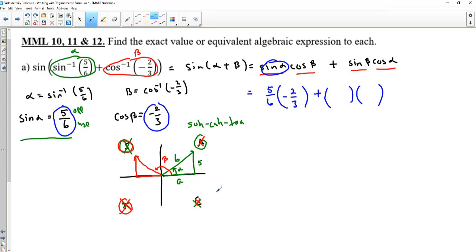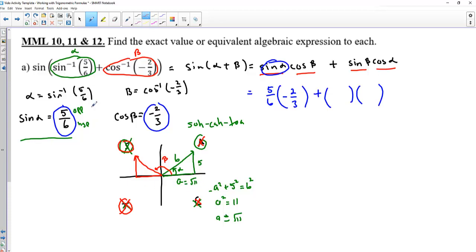And so we know that A squared plus 5 squared is equal to 6 squared. And so A squared is going to be equal to 36 minus 25, so you subtract those two, it's 11. And so A is equal to the square root of 11, and it's positive because you're going to the right. So you have square root of 11 here.